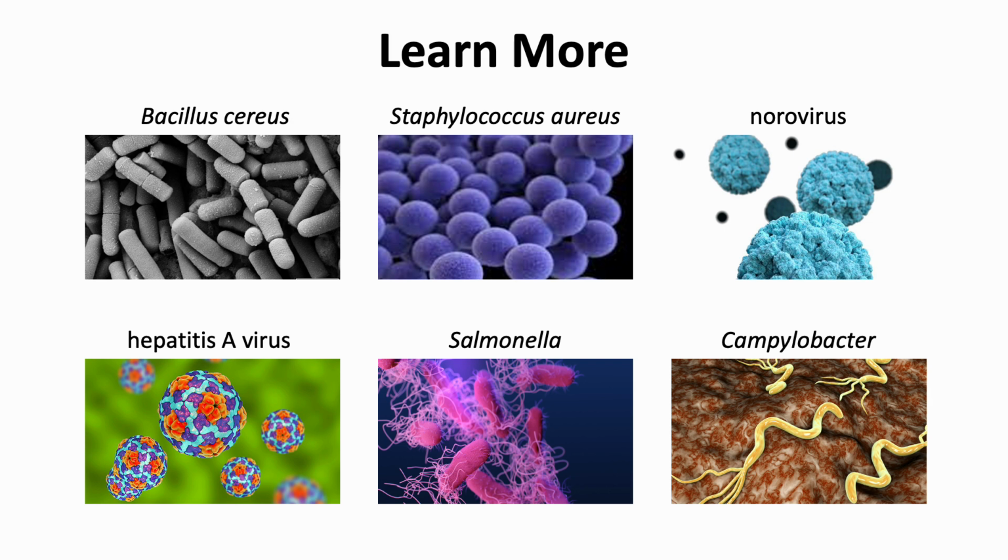In addition to C. perfringens, check out our other videos that cover key considerations for investigating foodborne illness outbreaks linked to Bacillus cereus, Staphylococcus aureus, norovirus, hepatitis A virus, Salmonella, and Campylobacter.